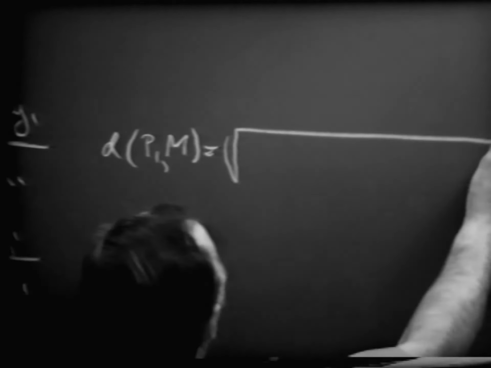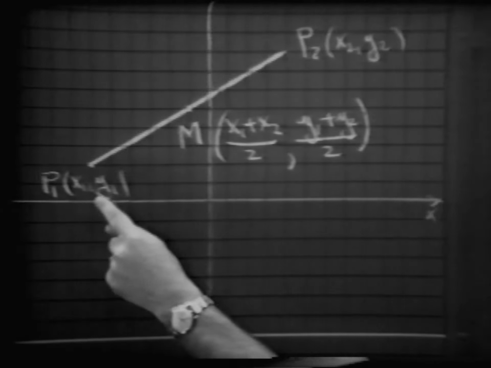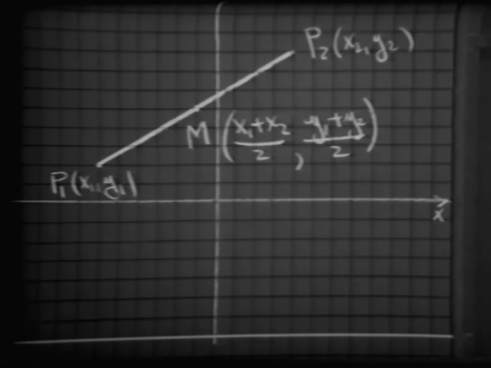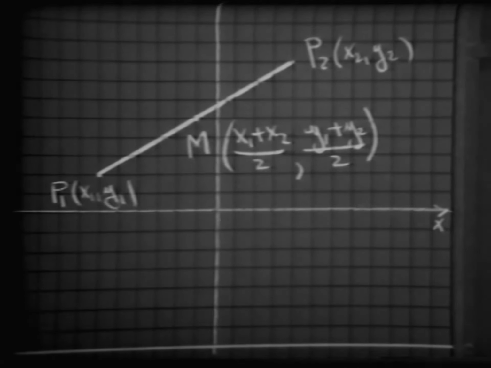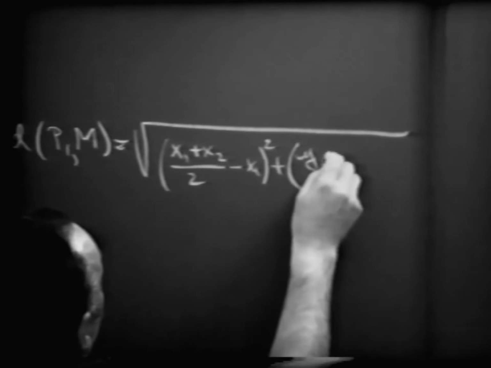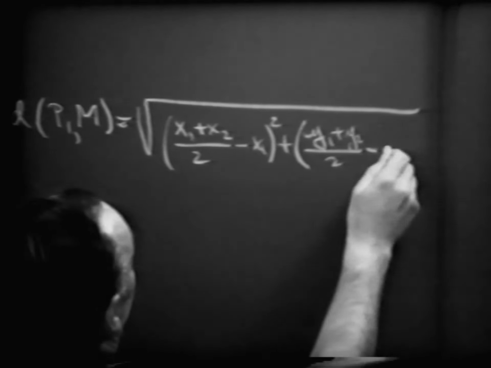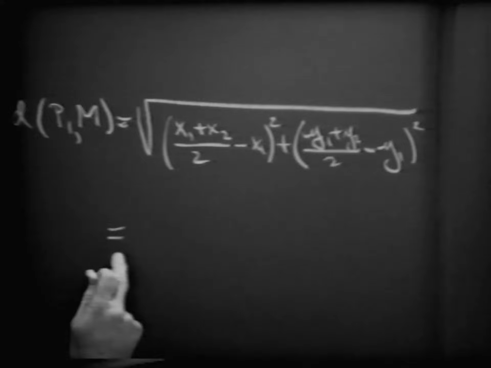It's the square root of what? Well, it's the difference of the x-coordinate squared, which is going to be what? What may we say there? It's x sub 1 plus x sub 2 divided by 2 minus x sub 1, all squared, plus what? y sub 1 plus y sub 2 all over 2 minus y sub 1, all squared. Everyone agrees with that? Is equal to.